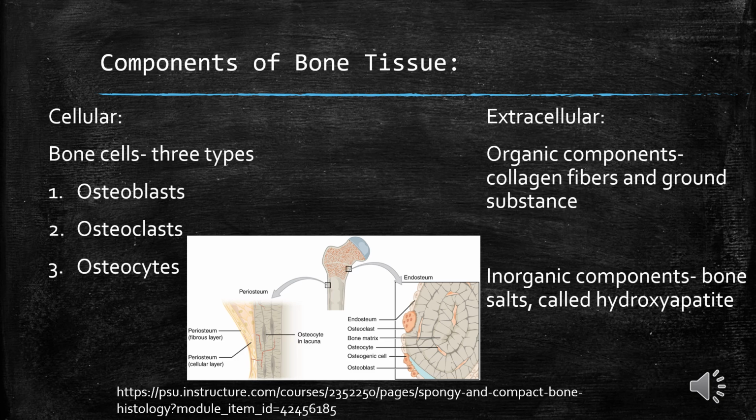This creates hydroxyapatite, which is a natural form of calcium on the collagen fibers. This solid ground substance gives bones their hardness and strength. The collagen fibers give them flexibility so they are not brittle.